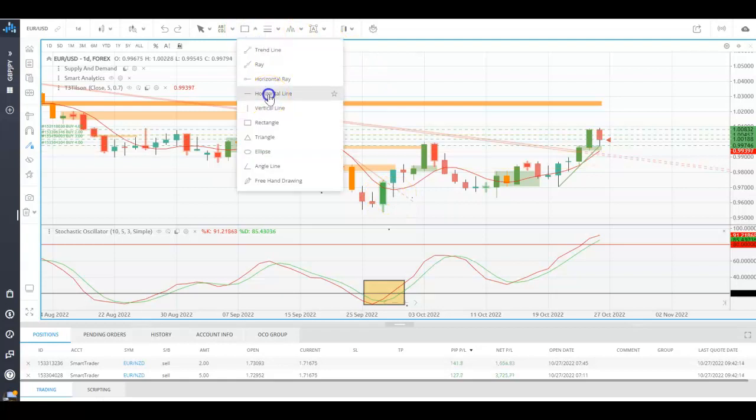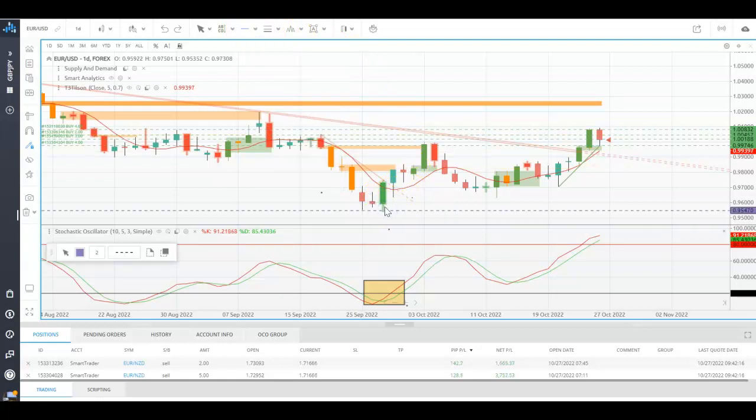And then we would put our stop loss below that bullish engulfing candle. And there's a trade that was approximately 306 pips.